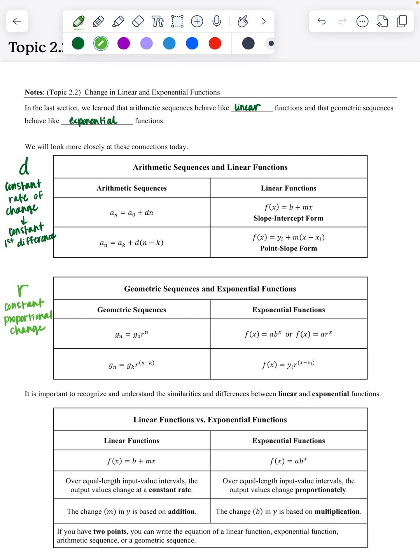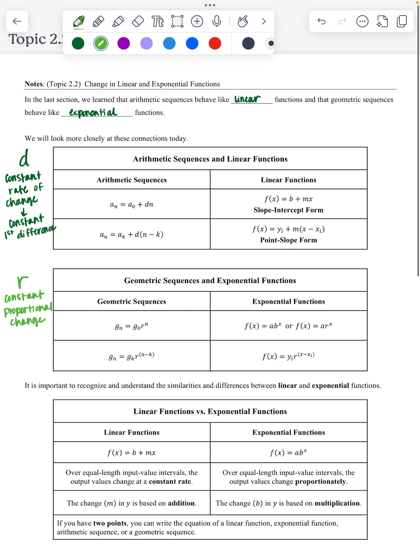We're really practicing the linear aspect of this because we've done that before. And we're seeing for the first time, again, numerical evidence through tables and some application problems, seeing more of the geometric sequence and its patterns. So we learned that arithmetic sequences behave like linear functions and geometric sequences behave like exponentials. So some reminders about arithmetic sequences.